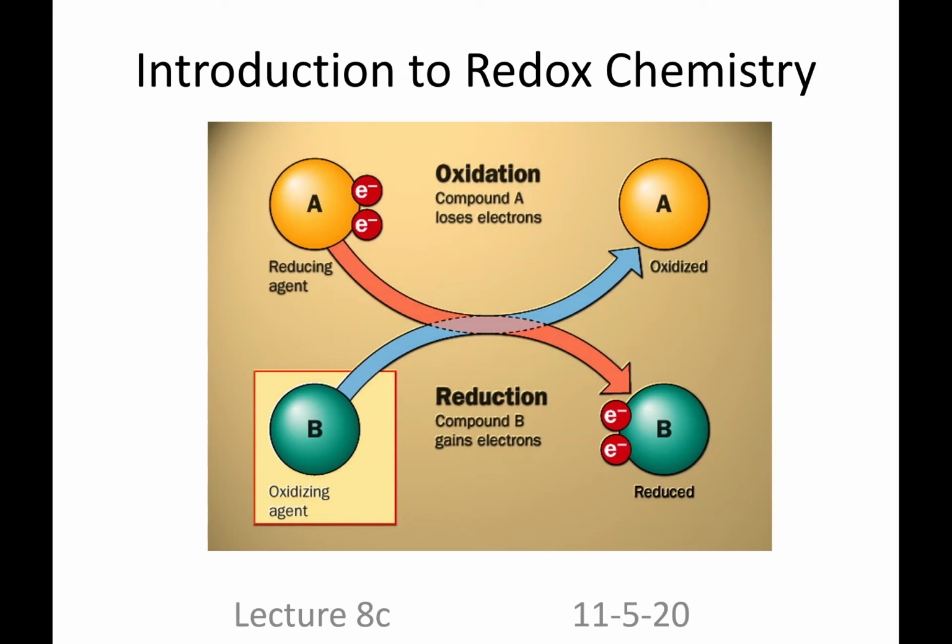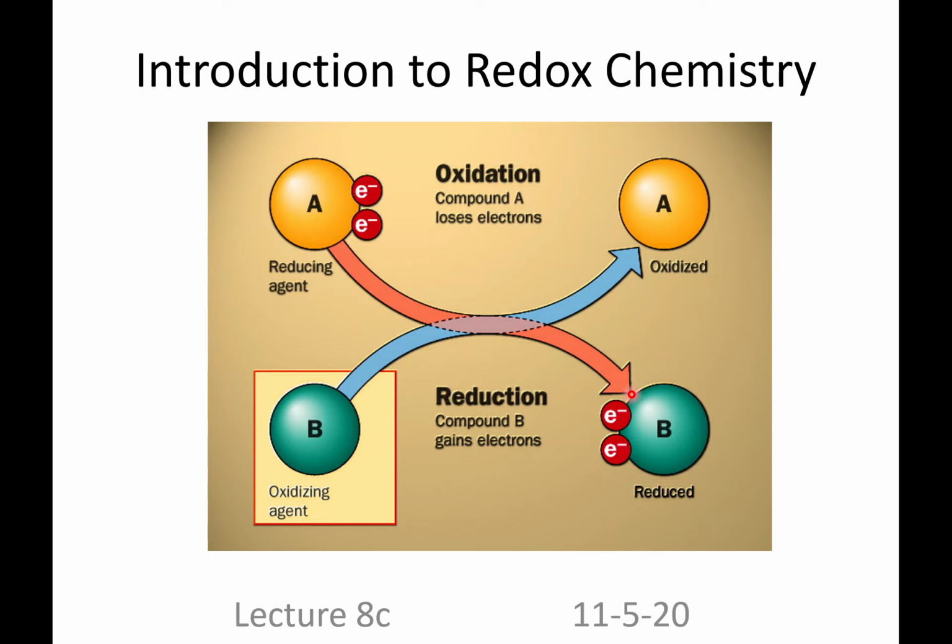reactions quite a bit. Okay, and so if you only learn one thing from this part of the book in this lecture, I think the most important thing is to understand what oxidation means and what reduction means. And I think the title slide figure kind of does a good job of detailing that. Okay, so oxidation is the loss of electrons. So in this figure, we have compound A losing electrons. It's being oxidized.